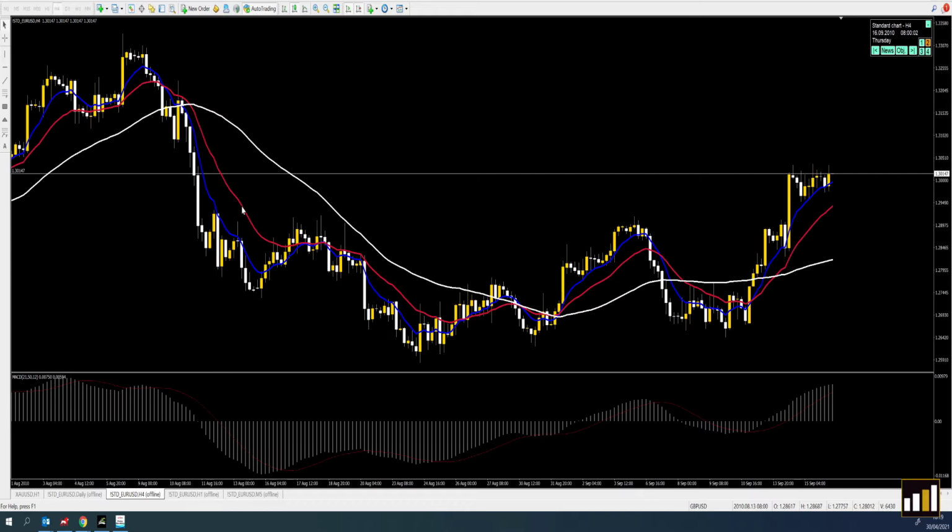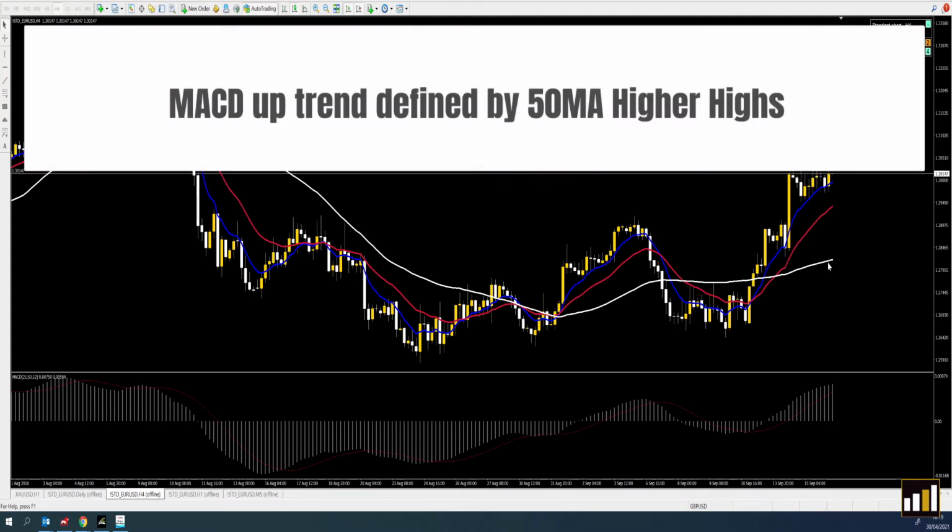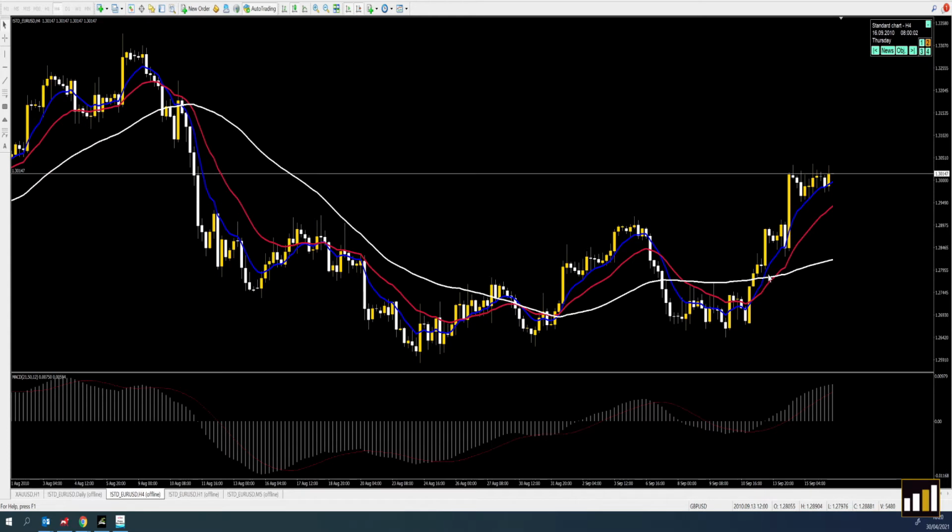We need to determine the trend firstly. So the trend here is going to be defined by the 50 period moving average. If prices are trading above the 50 period moving average, we are looking only for buying opportunities. When prices are trading below the 50 period moving average, then we are looking only at selling opportunities.